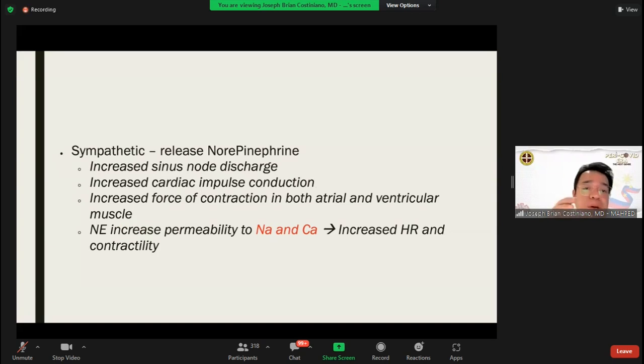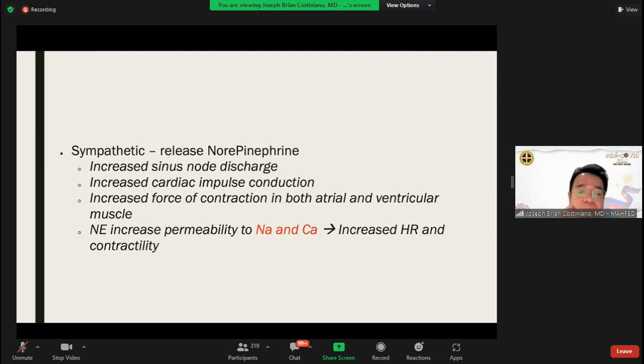Meanwhile, when we talk about sympathetic, it causes release of norepinephrine. And this norepinephrine neurotransmitter will increase the discharge of your sinus node, increase the conduction of cardiac impulses, and take a look here, no? Ang sympathetic affects both atria and the ventricle. Okay? It increases the force of contraction in both atria and ventricular muscle fibers.